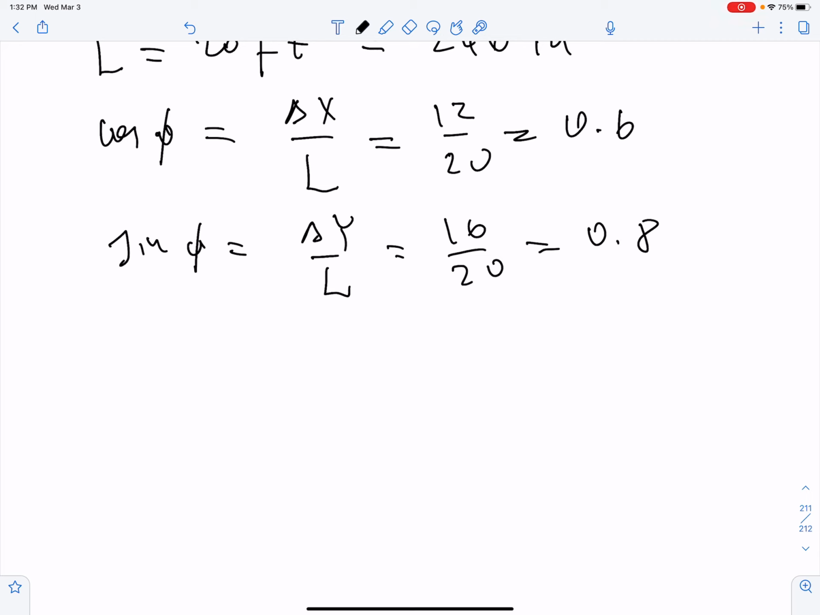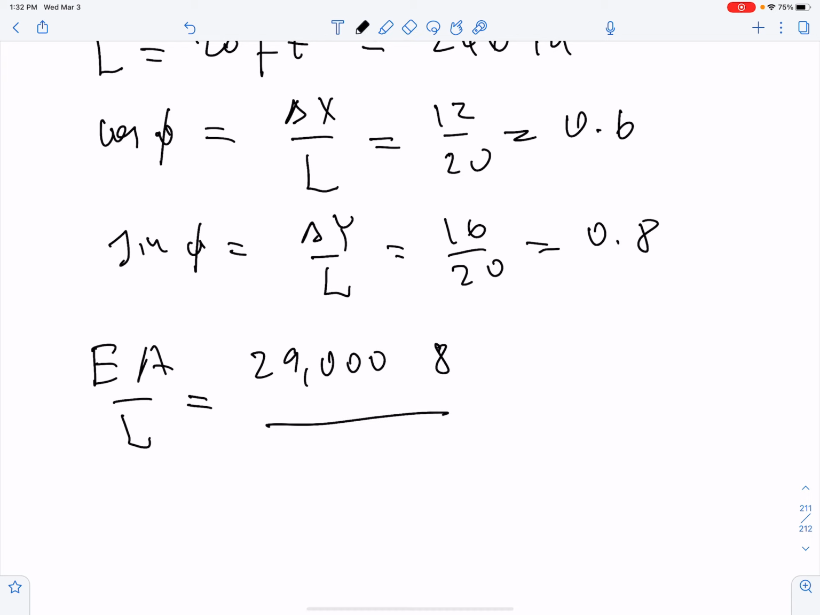Okay, the basic stiffness EA over L for that element becomes 29,000 times 8 inches squared divided by the length of 240. We get 967 kilopounds per inch.